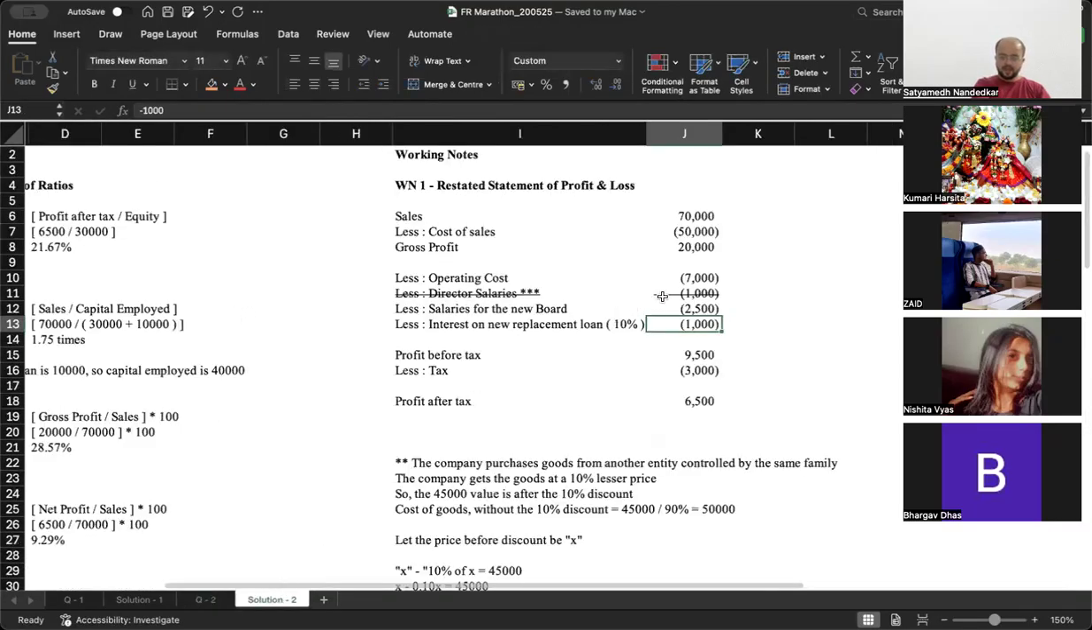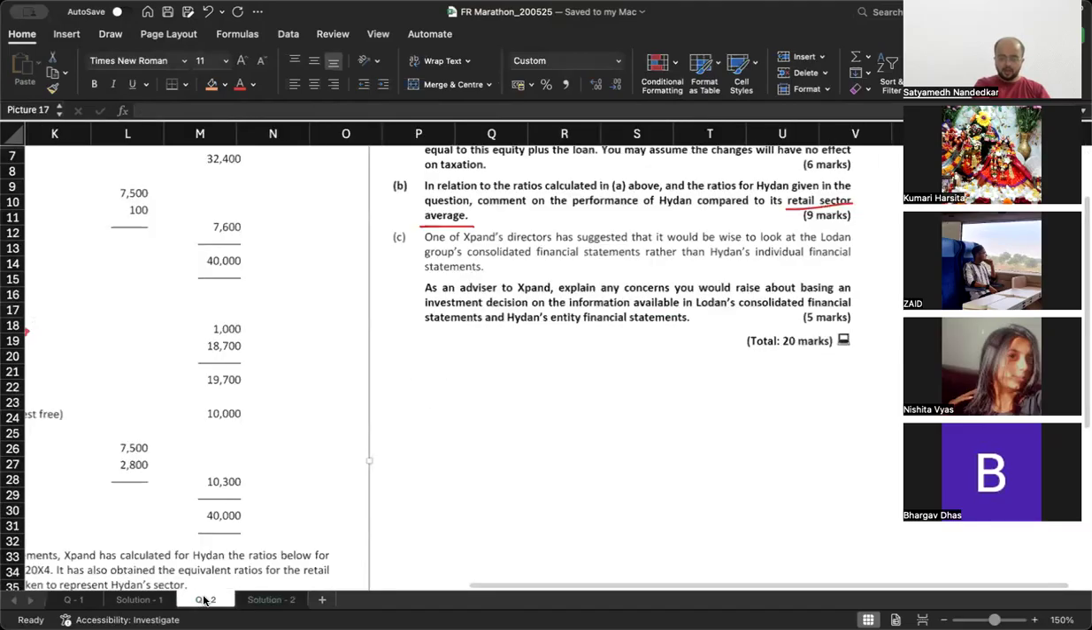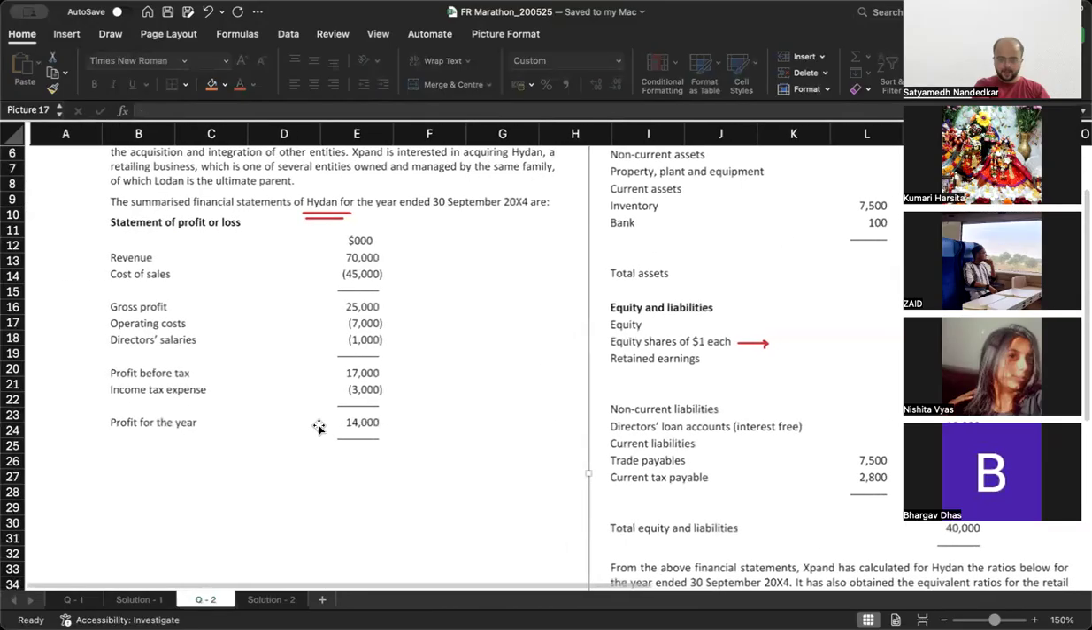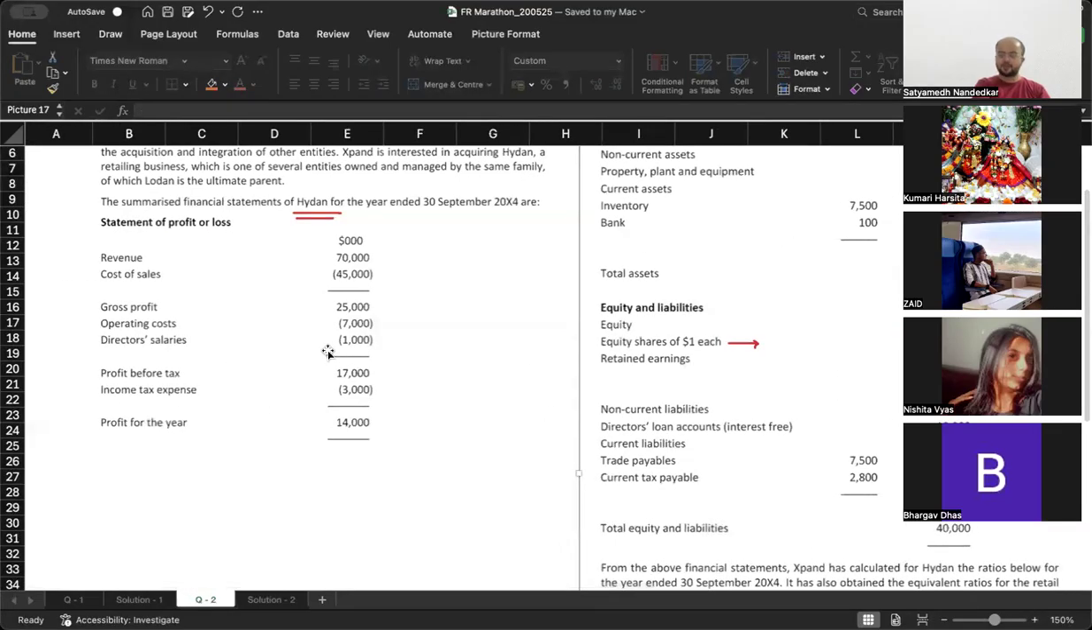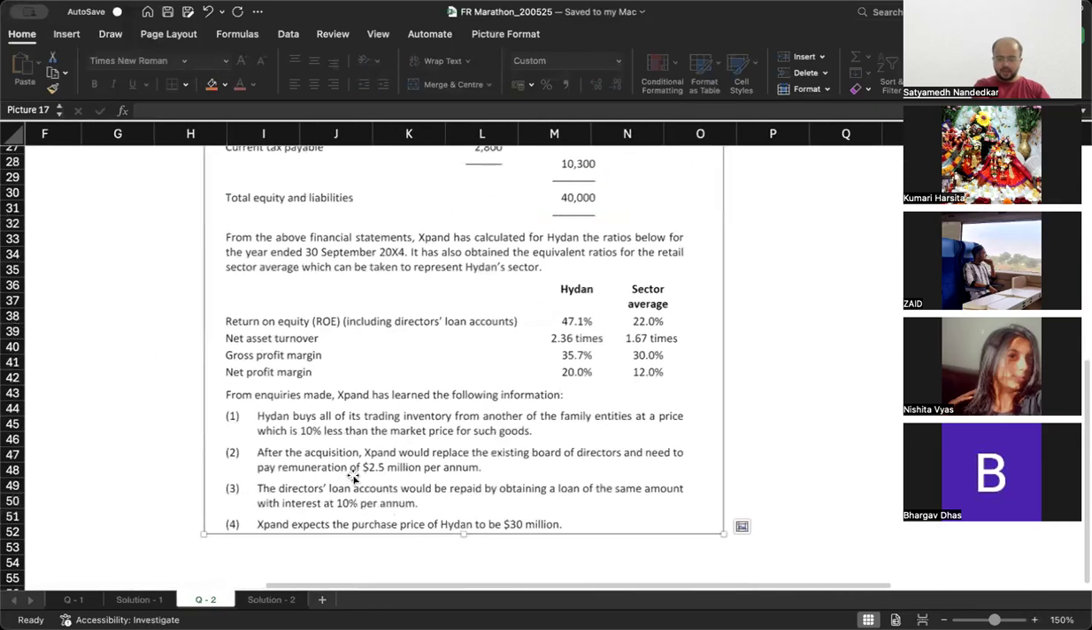And 2500 is the salaries for the new board. Earlier उनको कितना salary दे रहे थे आप? 1000. It was also not in line with the market rates. Earlier we were paying them salary of 1000, right? Now they said replace the board and bring in a new board, and they need to be paid 2.5 million salary. So this is in line with the market rates. Earlier आप कम salary दे रहे थे, जैसे आप loan पे you were not paying any interest. So which means your P&L was distorted, right? It was not giving you the correct picture. Now it is giving you the correct picture.